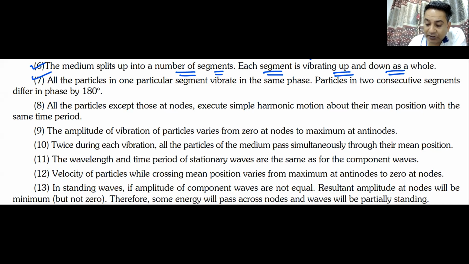All particles in a particular segment vibrate in the same phase. Particles in two consecutive segments differ by a phase of 180 degrees. Now you might be confused. What is happening here? What are these phases? Don't worry. Just note down these 2 points, point number 6 and 7, and meanwhile I will show you what segments I am talking about. I will show you this diagram wherein I would show you a couple of segments, and then I would try to make some sense out of it.